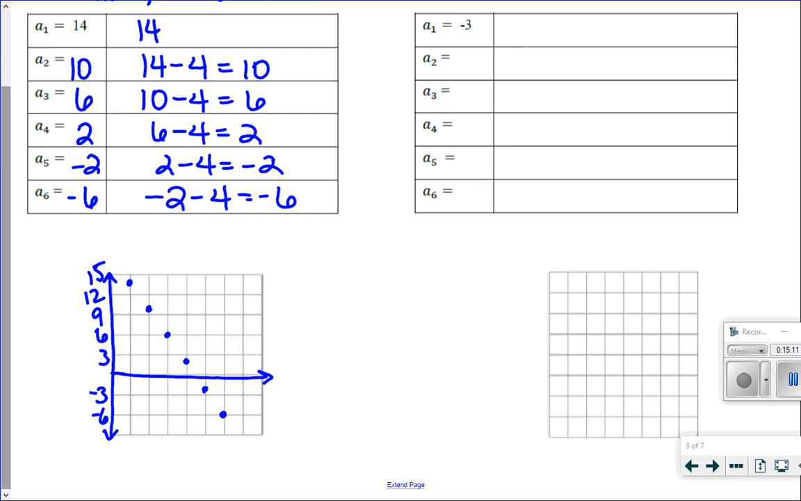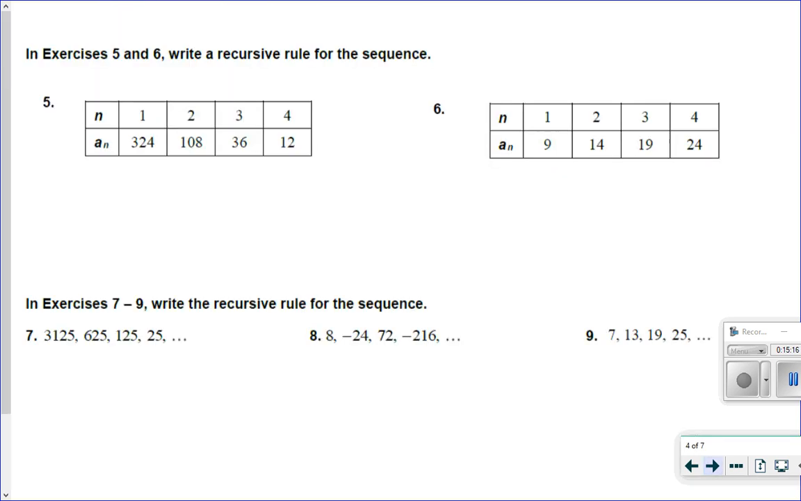Let's go ahead and move on to writing recursives for tables and lists or sequence lists. And let's start with number 5. So here it says write a recursive rule for the sequence. So we have a table. First, we got to figure out if this is going to be geometric or arithmetic. Based on the way that I see that decreasing, I'm pretty sure that's going to be geometric, but we can test that with a calculator, right?